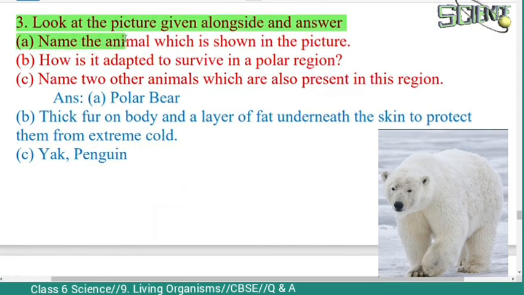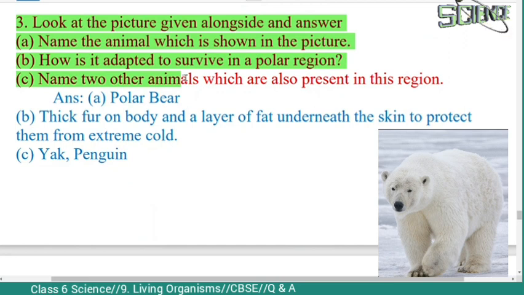Third question, look at the picture given alongside and answer. A, name the animal which is shown in the picture. B, how is it adapted to survive in the polar region? C, name two other animals which are also present in this region. So this picture is of a polar bear. So the animal is a polar bear.